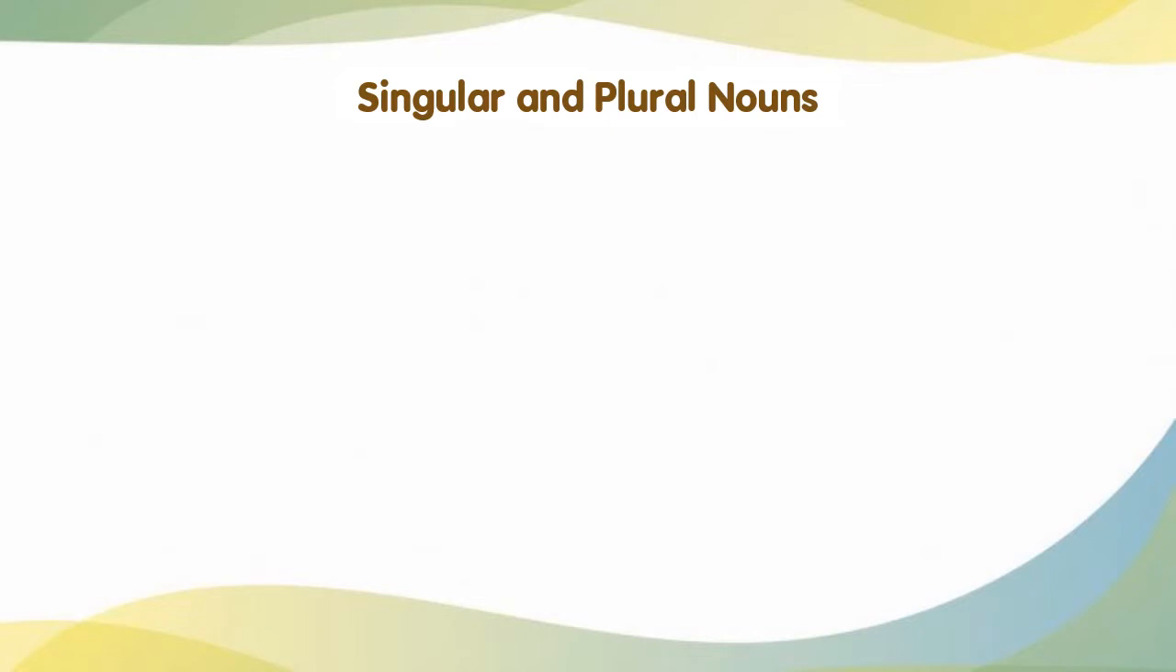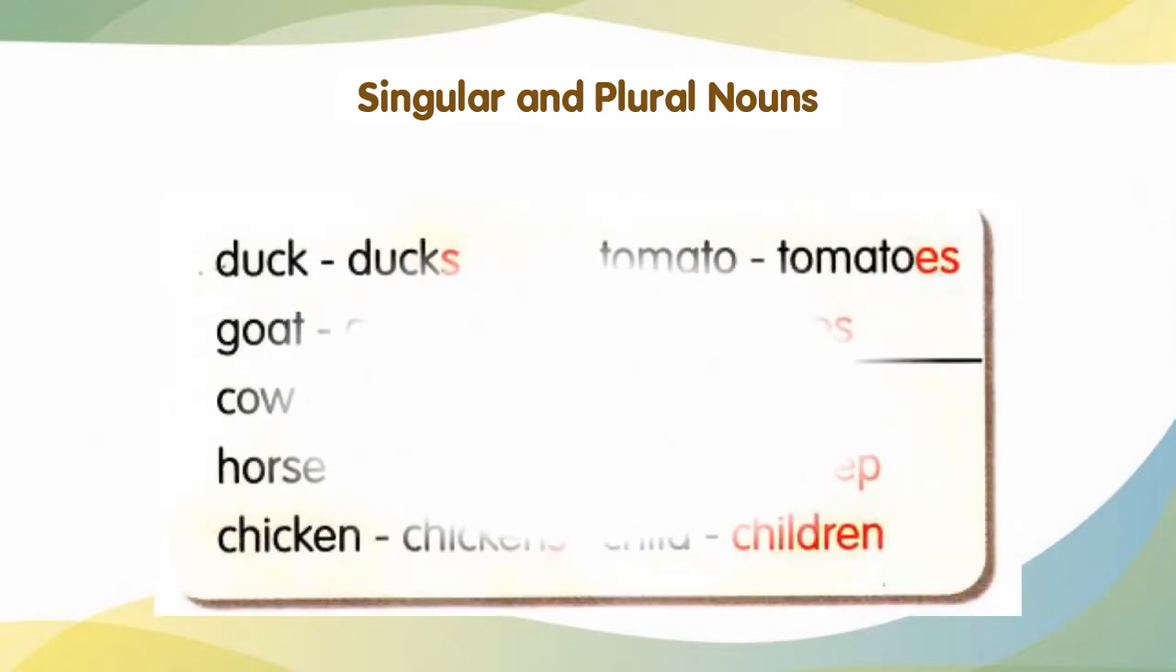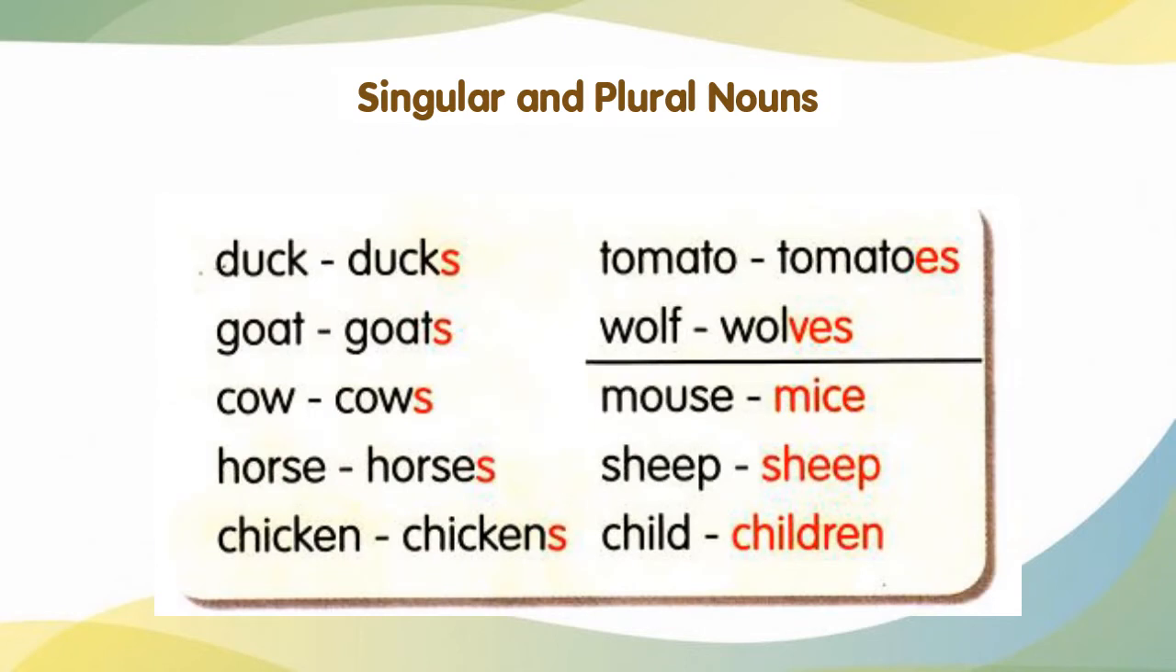Can you identify the singular and plural nouns in the story just now? Yes. So here are some examples of singular and plural nouns in the story just now. Singular means only one. Plural means more than one. A noun is defined as a word which identifies a person, animal, place, or thing.